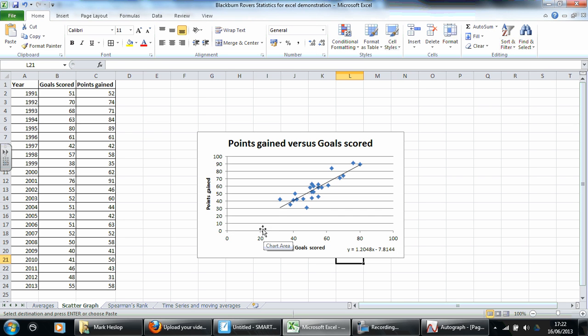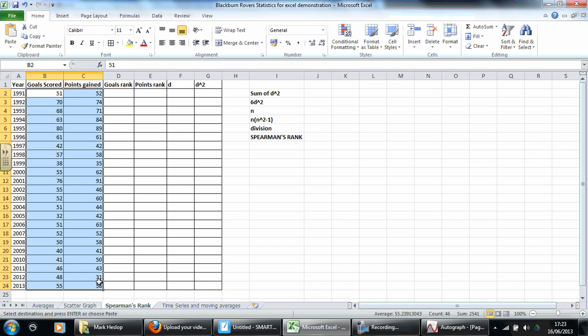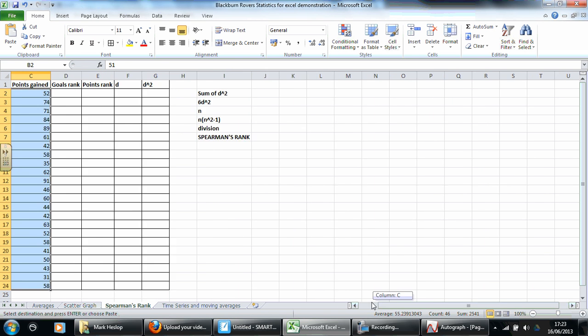So now that I can see there's a correlation, I want to be able to say just how strong that correlation is, be able to put a number to that correlation. As we know, the way of doing that is Spearman's rank correlation coefficient. Unfortunately, Excel will not just let us highlight both of these and quickly find Spearman's rank. It doesn't have a function for that at the moment. So we've actually got to do a bit of work ourselves.